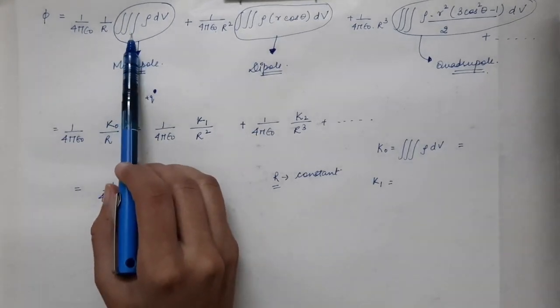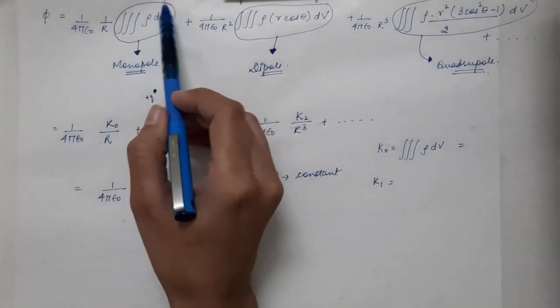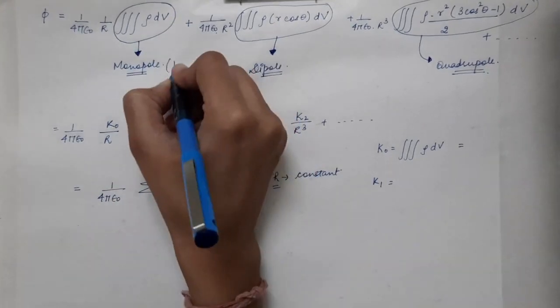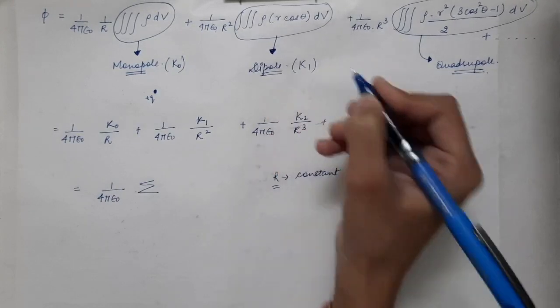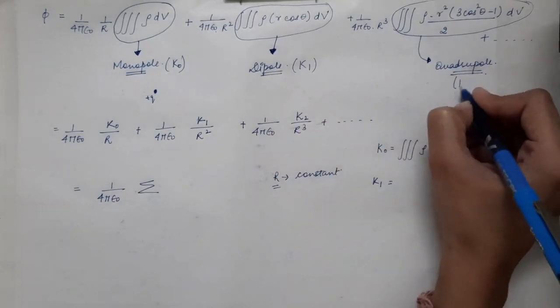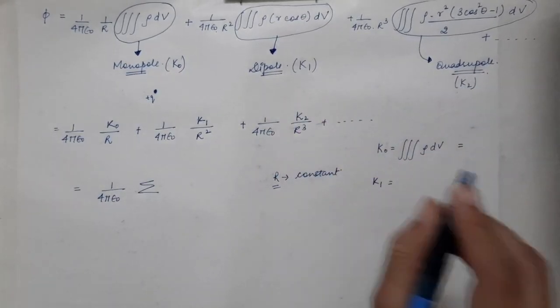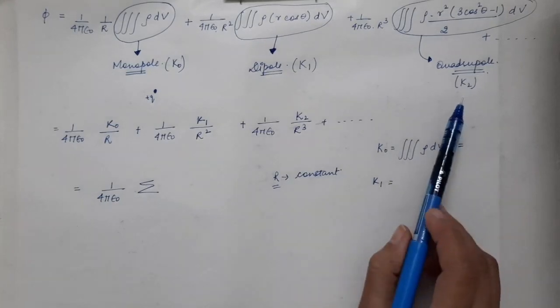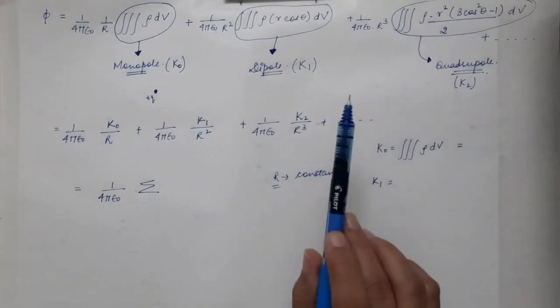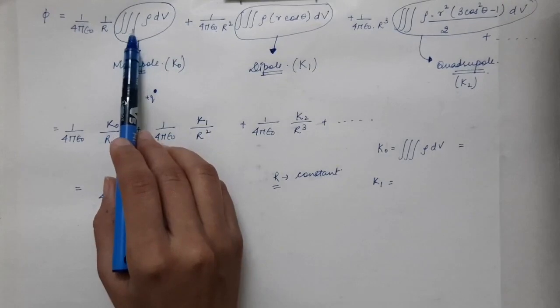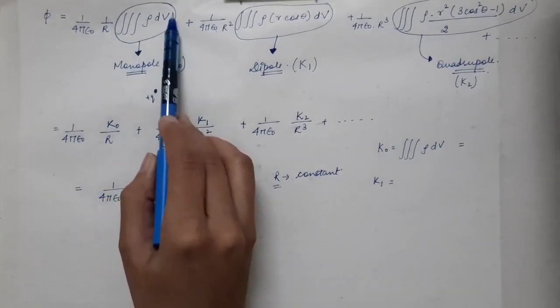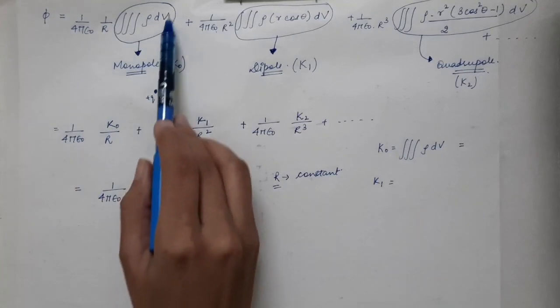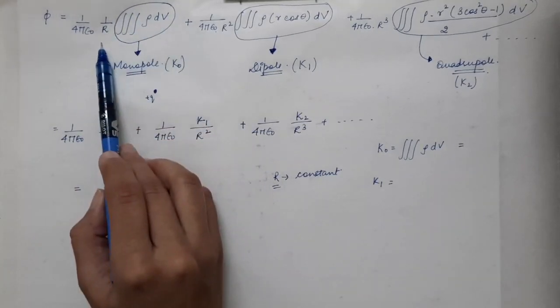So the monopole is represented by K0. Similarly, the dipole is represented by K1, then the quadrupole is represented by K2, and so on. We represent all the multipoles in the same trend. So the first term can be written as 1 by 4 pi epsilon naught into K0 divided by capital R.